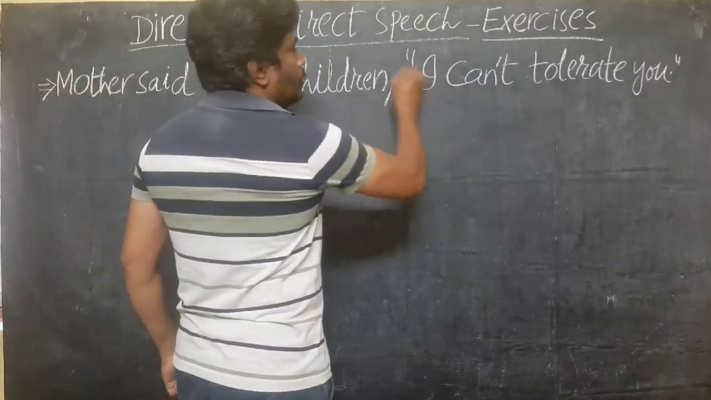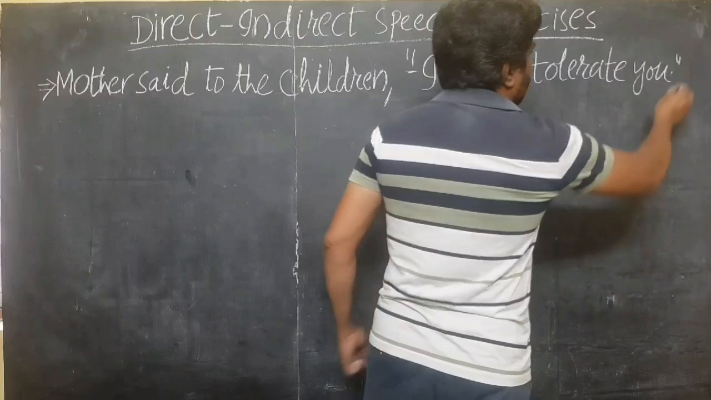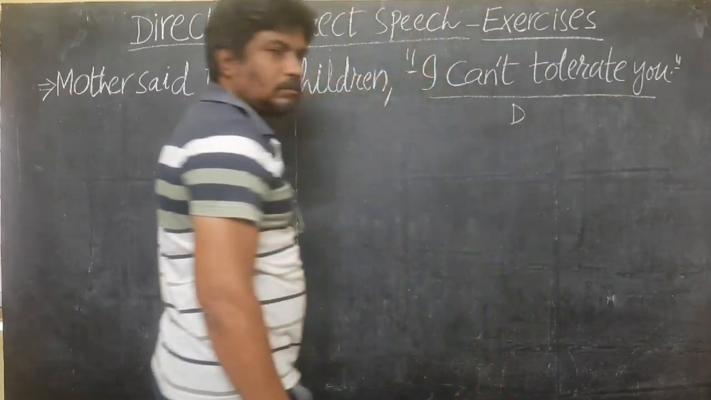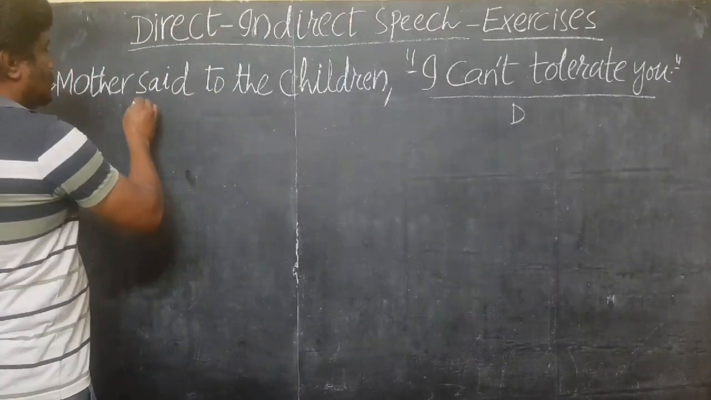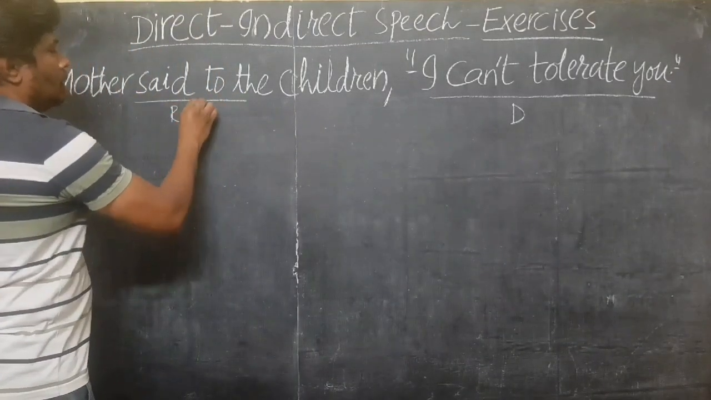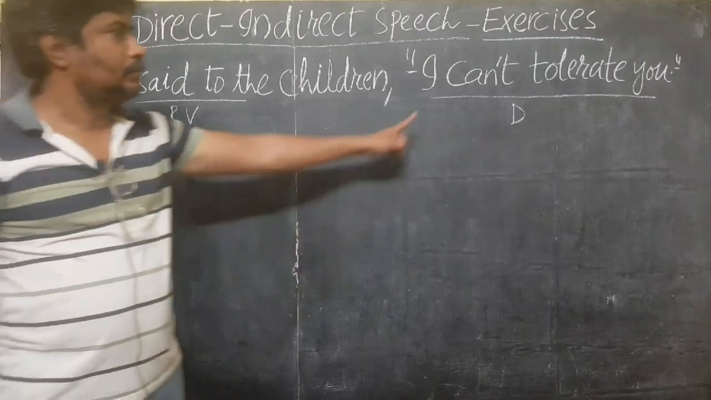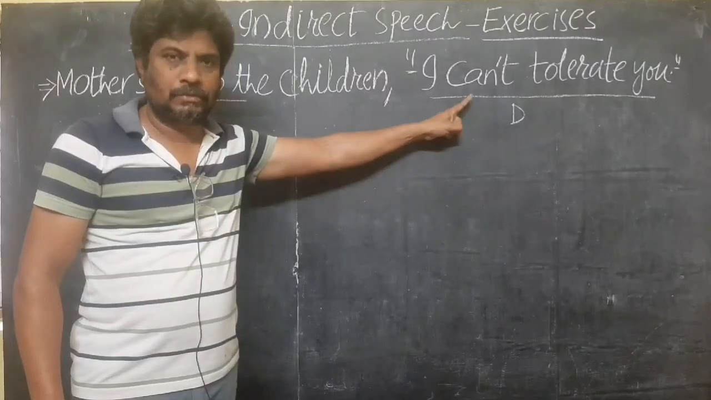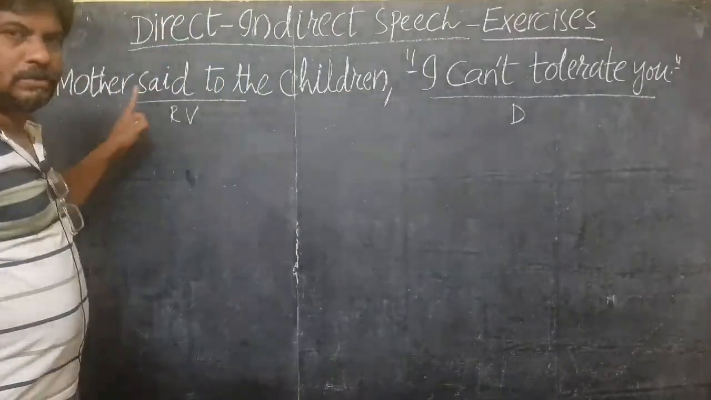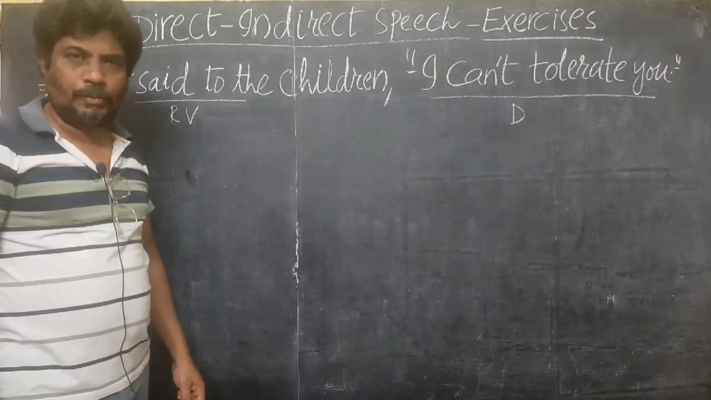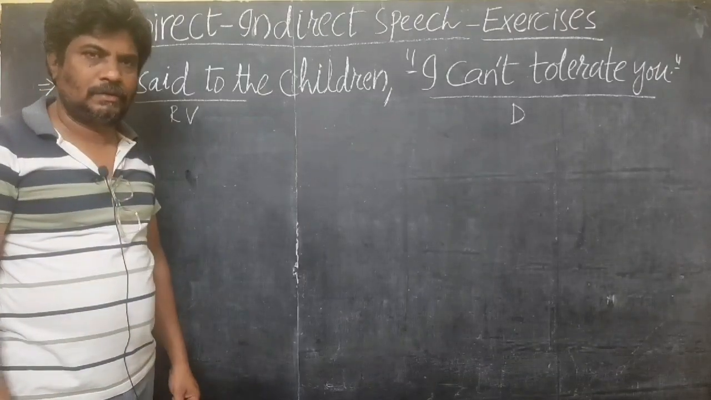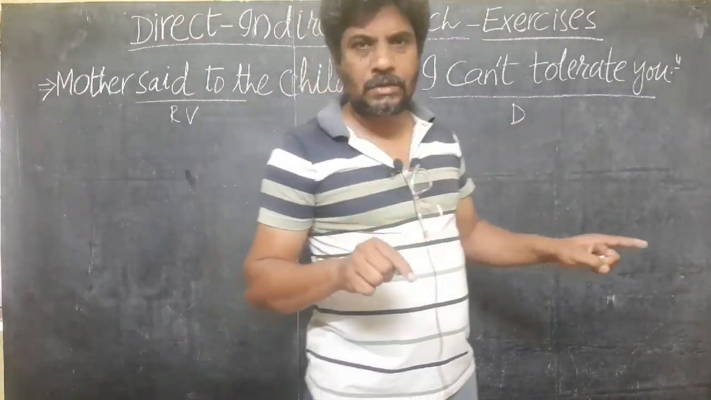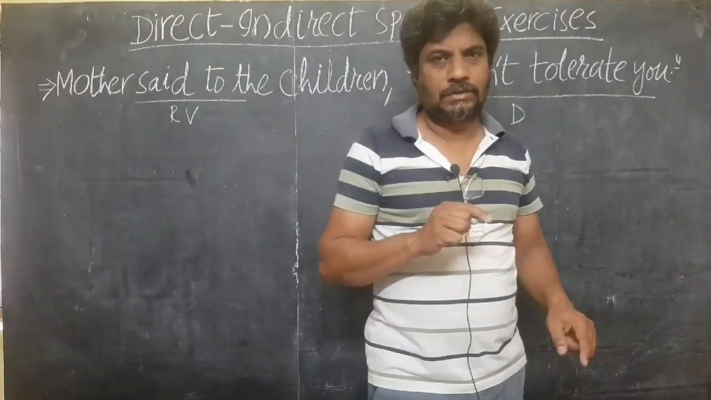This is enclosed in quotes, hence this is dialogue. This is not in quotes, this is the reporting verb. This is dialogue: I can't tolerate you. Mother said to children is the reporting verb. Step 1 completed. Step 2. Dialogue is what kind of sentence?